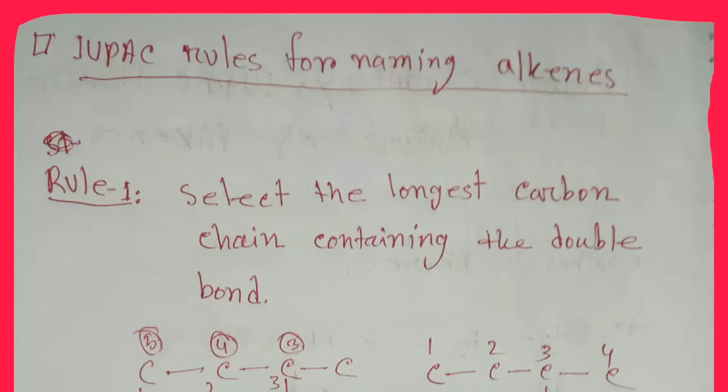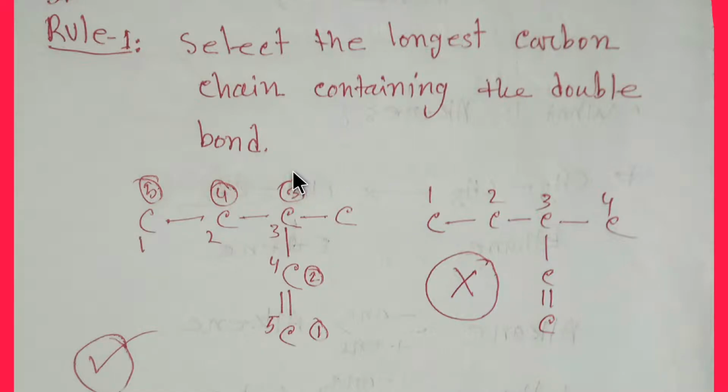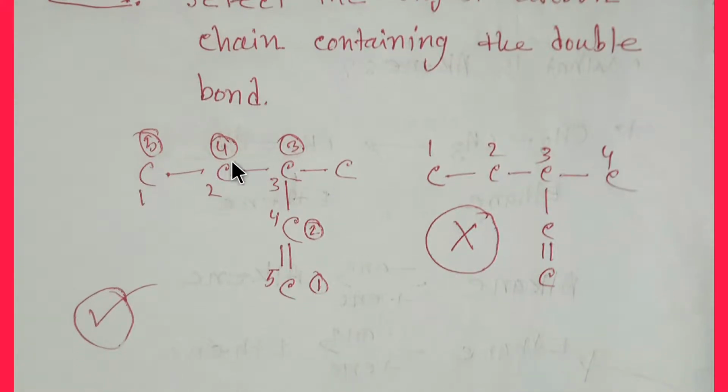Well, the IUPAC rules for naming alkenes. Rule number 1. First, we have to select the longest chain. Select the longest carbon chain containing the double bond. This is a compound. This is 1, 2, 3, 4, so here 2 carbons are left. So 1, 2, 3, 4, 5. And this has a double bond, so we have to consider this chain as the parent chain.